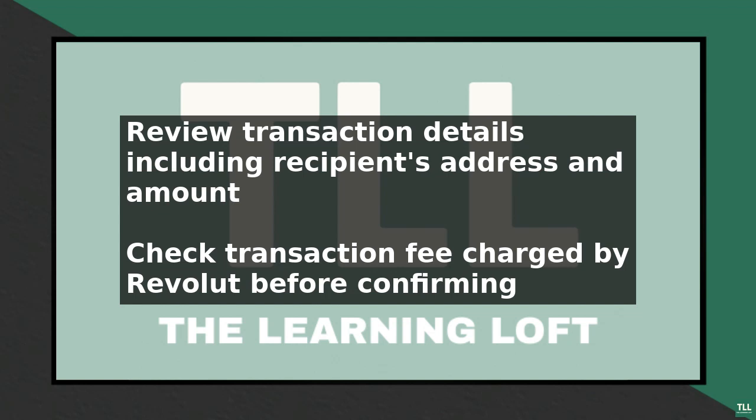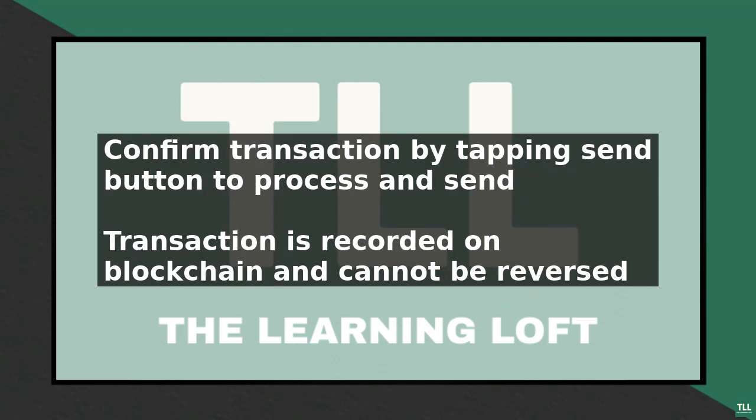It is essential to note that Bitcoin transactions are recorded on a public ledger called the blockchain, and once a transaction is confirmed, it cannot be reversed. Therefore, make sure to double-check the recipient's address and the amount of Bitcoin before confirming the transaction.